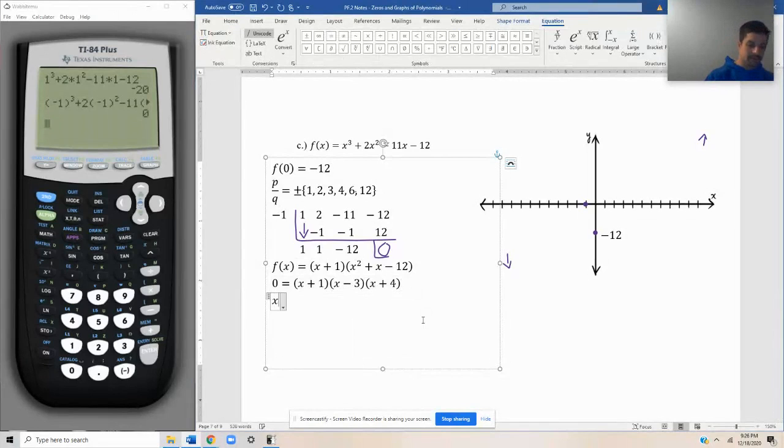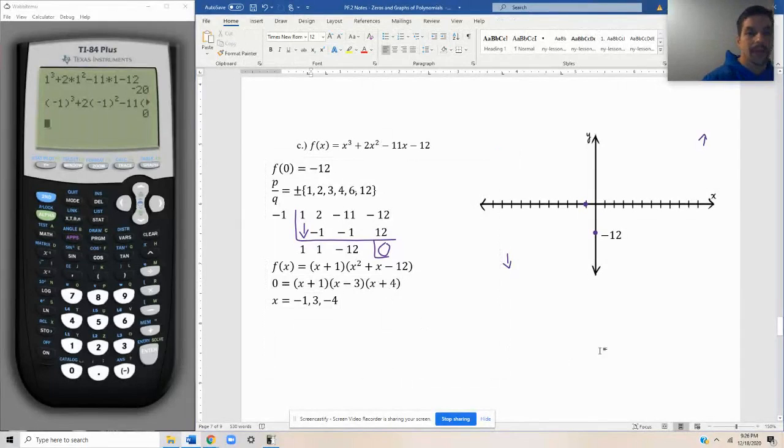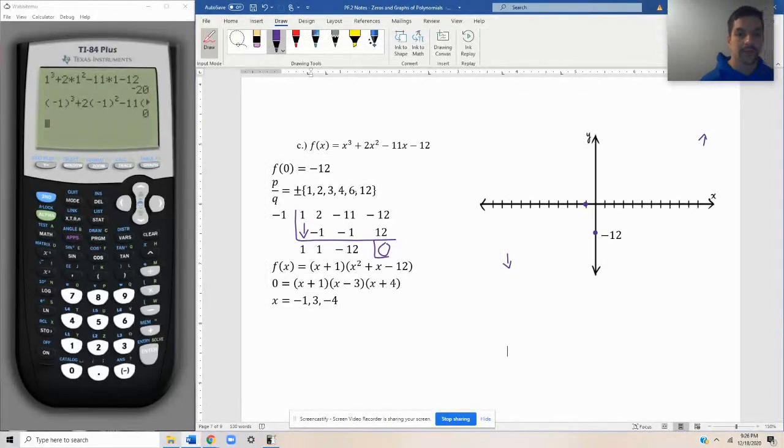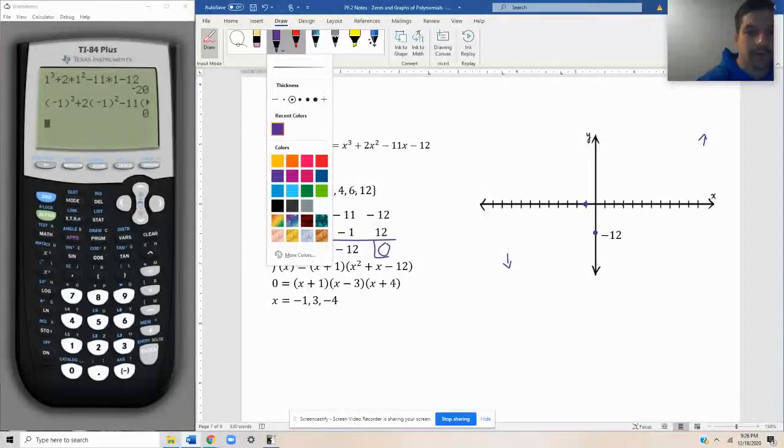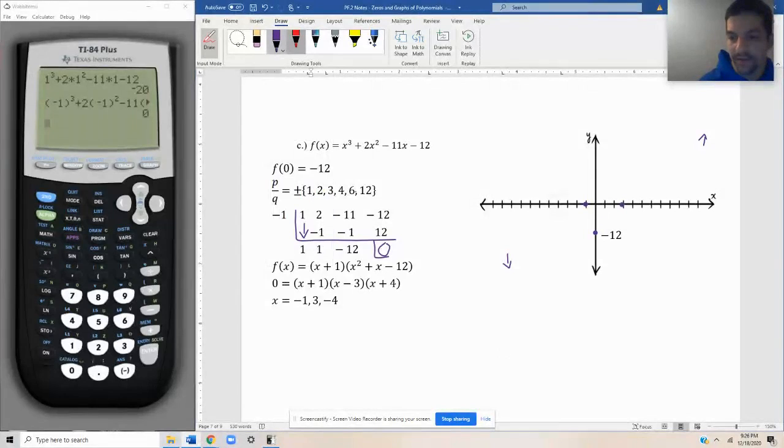So my zeros for x would be negative 1, which we've already found. I'm just listing it again. 3, coming from the factor x minus 3 if I set it equal to 0. And negative 4 coming from the factor x plus 4 if I set that one equal to 0. So I can go ahead and plot these points on my graph. I've got negative 1. I've got positive 3 here. There's positive 3. And there's negative 4.